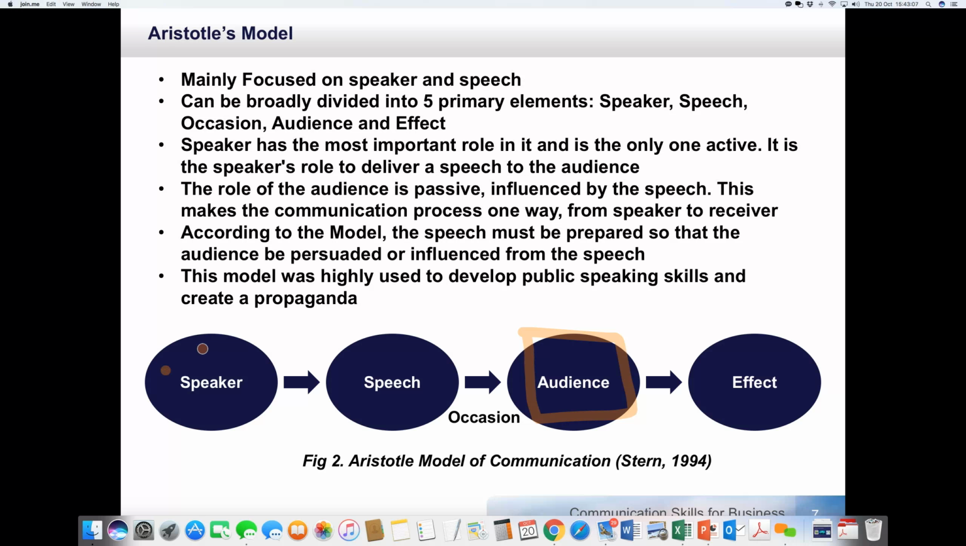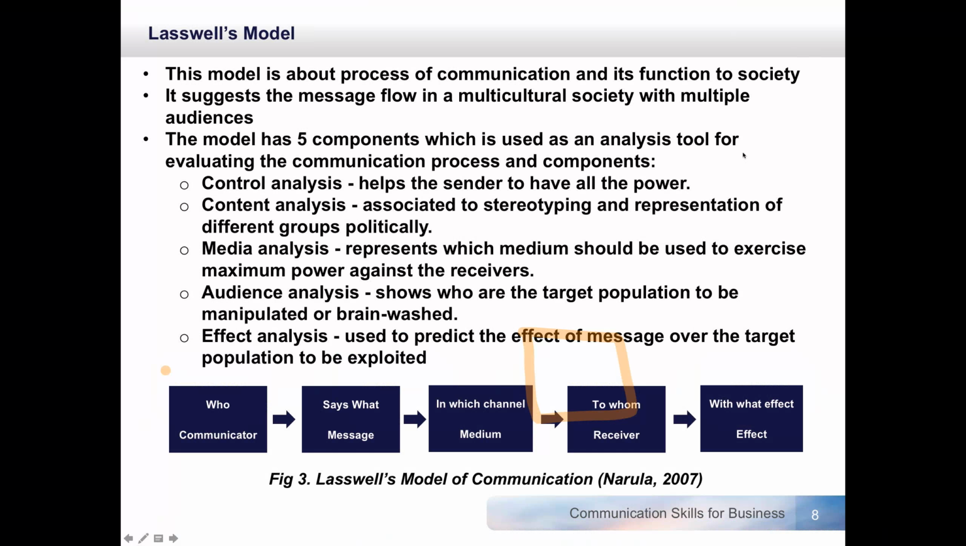Now, I'm going to quickly flip to the second model. The second model is called the Lasswell model, and in this model, the process of communication is primarily to make sure that the message is understood by a broad variety of people.